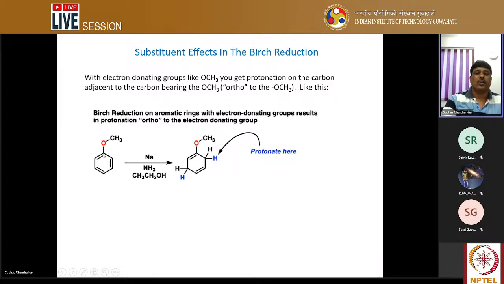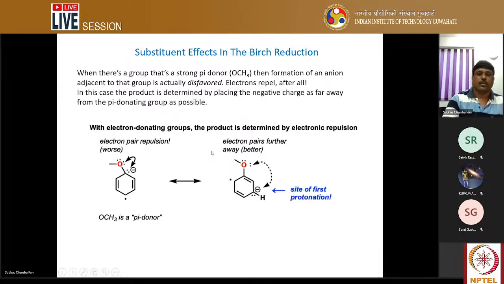Your negative charge will not be at the carbon where the methoxy group is connected. It will be at the ortho position. So your protonation will happen at the ortho position as well as the meta position, because the radical and anion always form and stay para to each other. So this is the major product formed here, the cyclohexadiene with the double bond connected to the methoxy group.